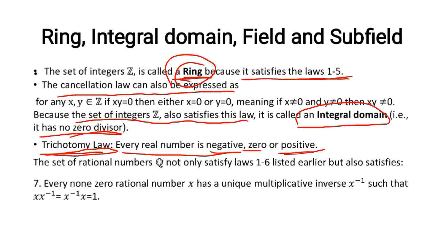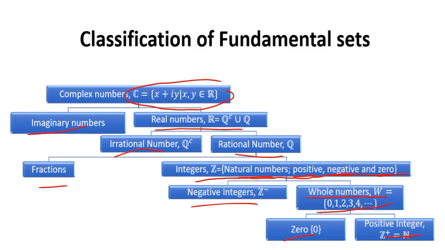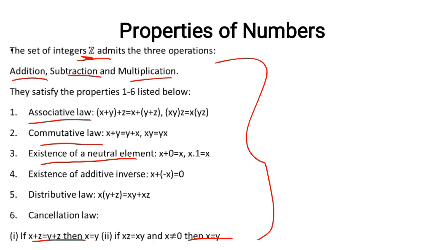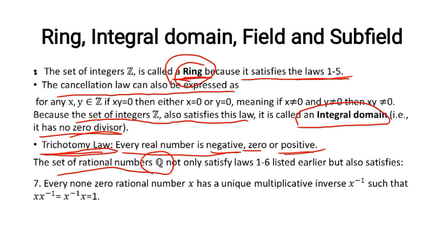Okay, the next thing you need to know is that the set of rational numbers, which is denoted with the Q. Let's go back to the diagram. So rational numbers, see rational numbers here. The set of rational numbers satisfy identities 1 to 6 as listed earlier. They also satisfy this identity: every non-zero rational number x has a unique multiplicative inverse x inverse such that this identity holds.